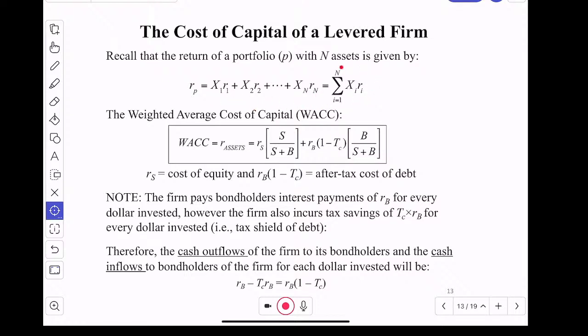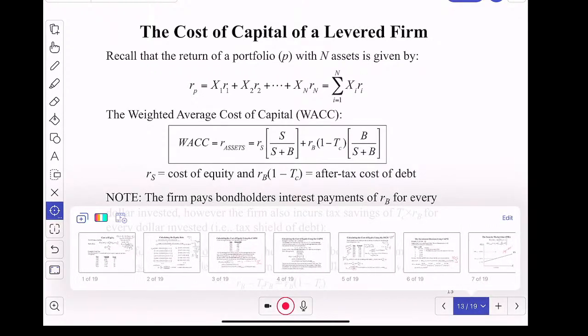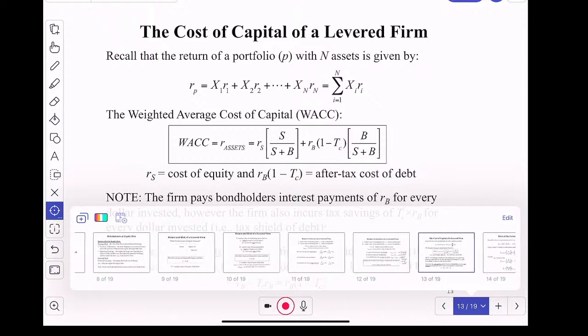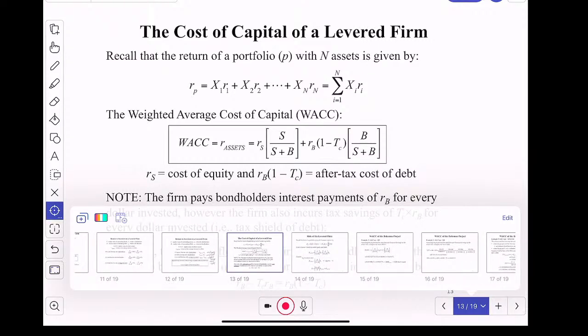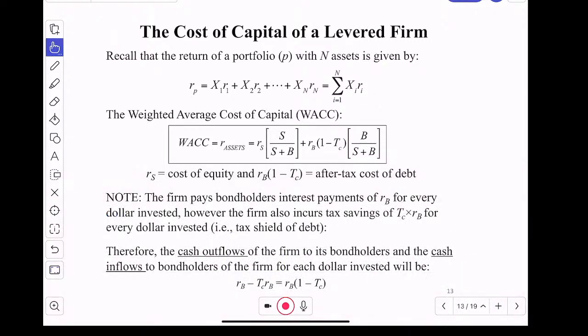We've seen this before. But this formula is just like the one with the E's around it. I just use lowercase to drive the point home that these are the required rates of return.